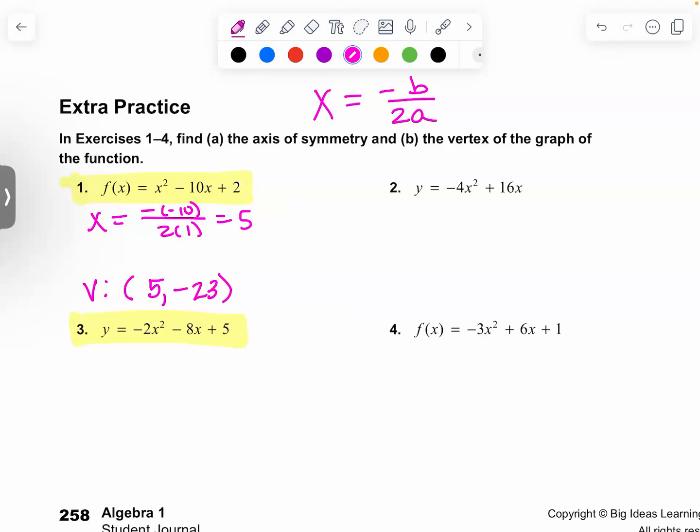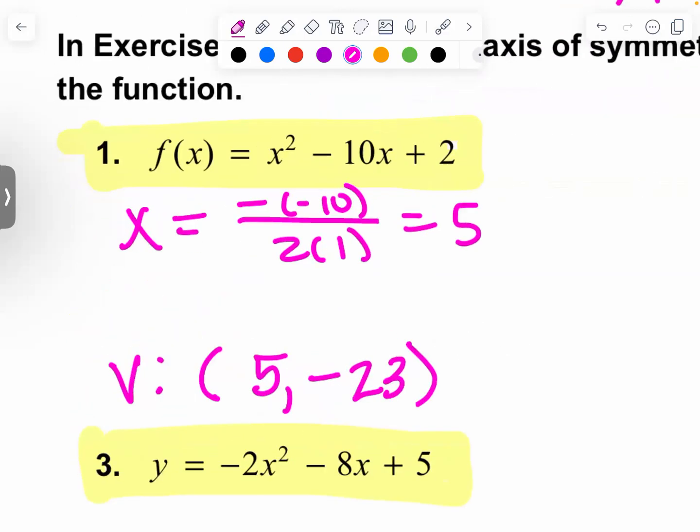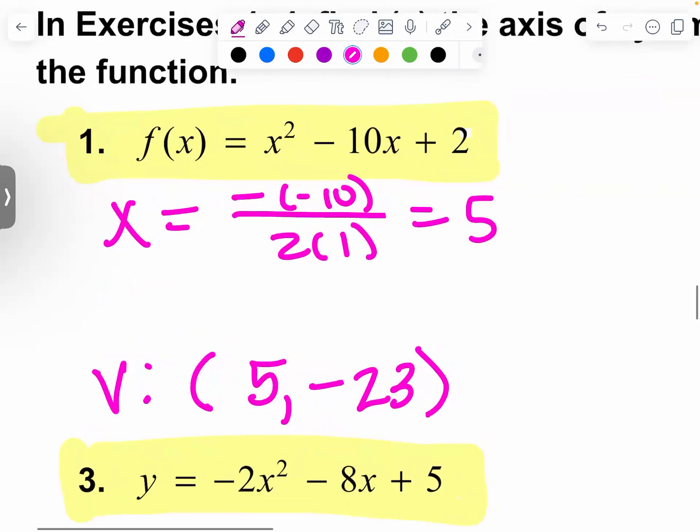Okay, we're going to walk through number 1 together. If x is negative b over 2a, here's a, here's b, here's c. So b is negative 10, a is 1. Negative 10 over 2 times 1 is how we get 5.